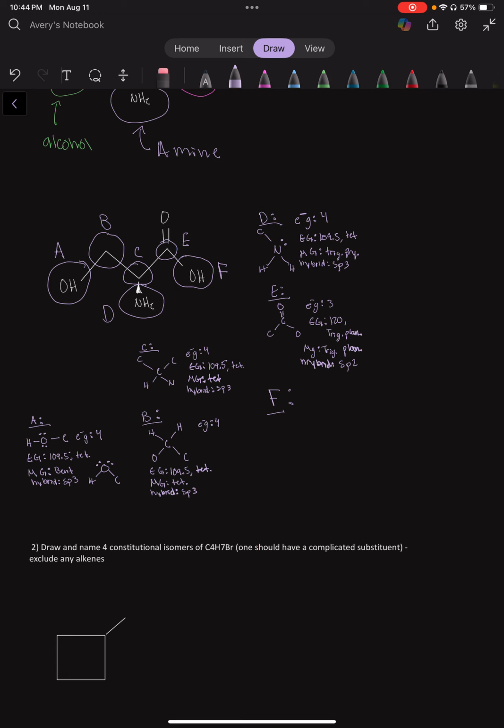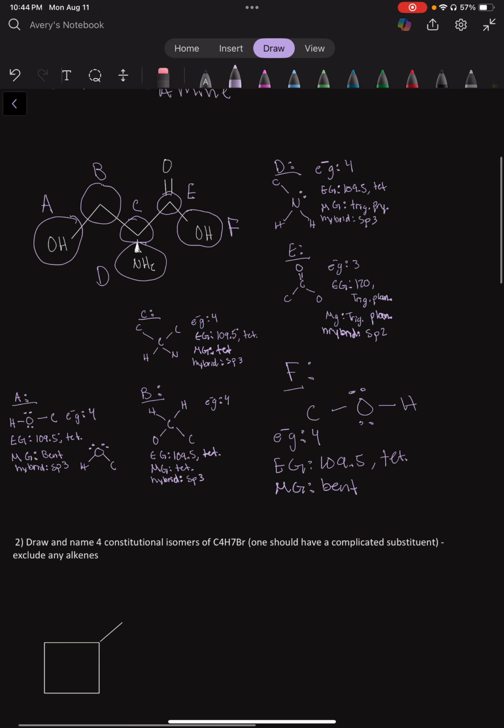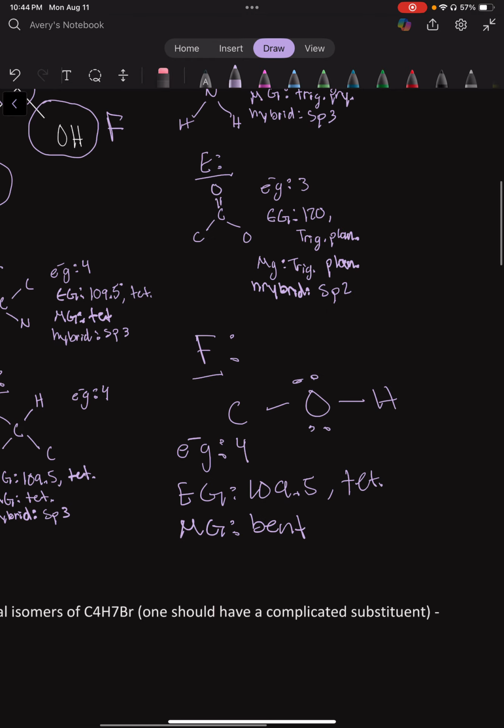Molecule F looks like this. You have an oxygen, a hydrogen bonded to a carbon. This is the exact same as A. So since this is the exact same as A, we know that the electron group is going to be 4. Our electron geometry is going to be 109.5 tetrahedral. Molecular geometry is going to be bent again because with the 2 lone pairs, it gives us this shape, bent or V shape.